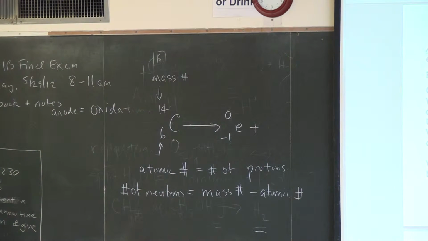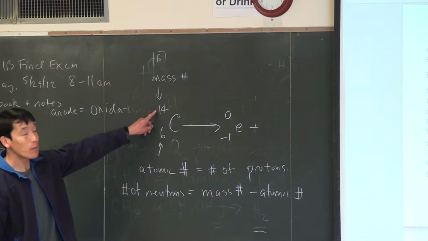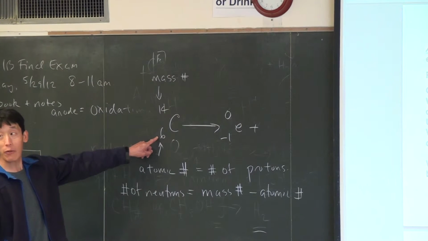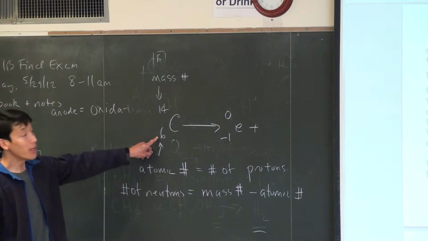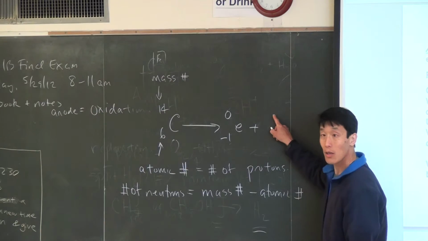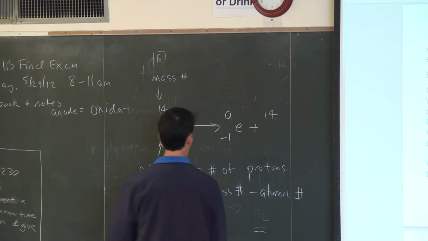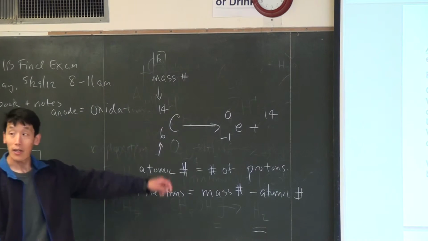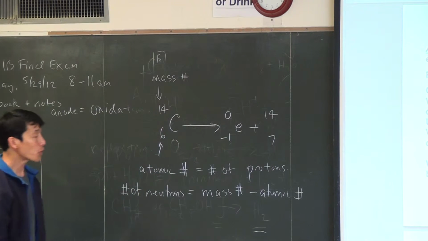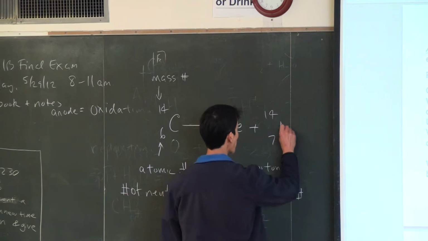Now, to figure out what it is, the sum of the mass numbers has to be the same on each side. The sum of the atomic numbers has to be the same on each side. So that means for the second product, the mass number is going to equal 14. The atomic number is going to equal 7. So what is this element which is produced here? Nitrogen. Okay, so this is a balanced nuclear equation.